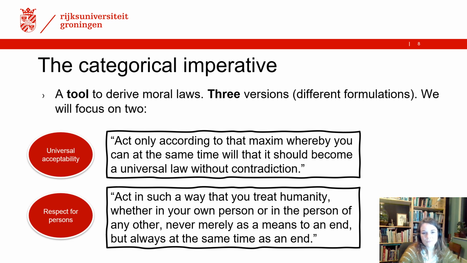So these 2 are called, and let me also just read out loud what's written on the slide. We have the universal acceptability principle, which tells us that we should act only according to that maxim, rule, whereby you can at the same time will that it should become a universal law without contradiction. The other version is also called respect for persons or autonomy, and that tells us to act in such a way that you treat humanity, whether in your own person or in the person of any other, never merely as a means to an end, but always at the same time as an end.